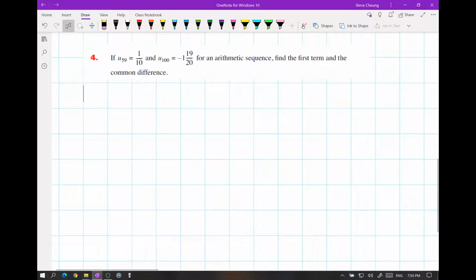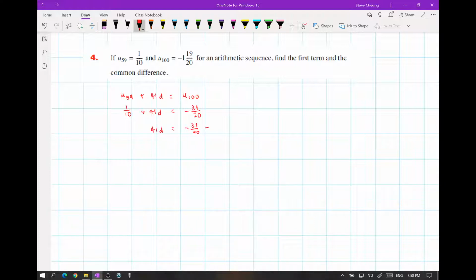Question 4, again, we can use the same technique. We can say that the 59th term plus 41 times the difference will give us the 100th term. Substitute. Now I'm going to change this to an improper fraction because improper tends to be easier to work with if you have to add and subtract. You may disagree. That's okay.